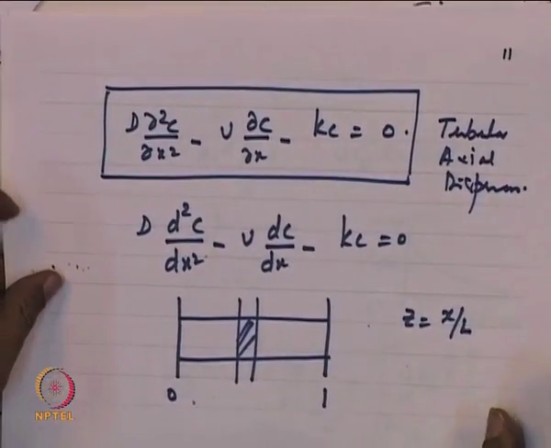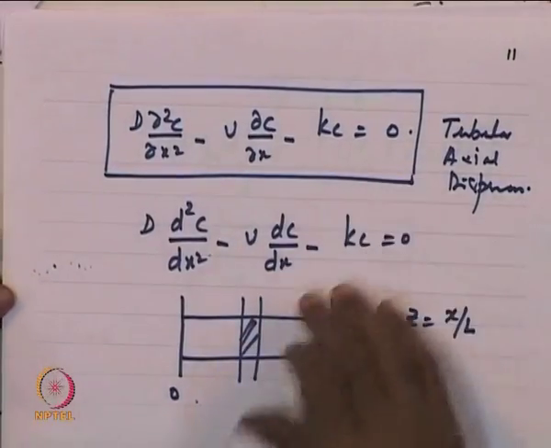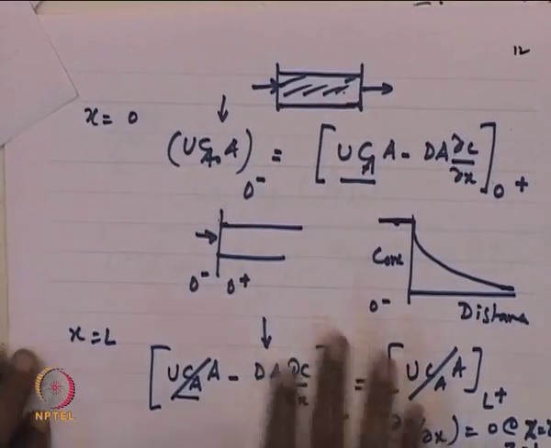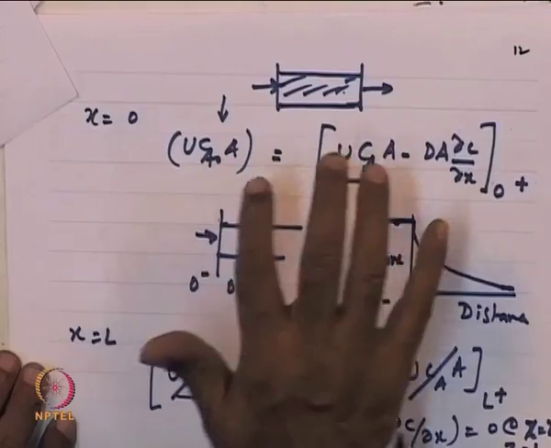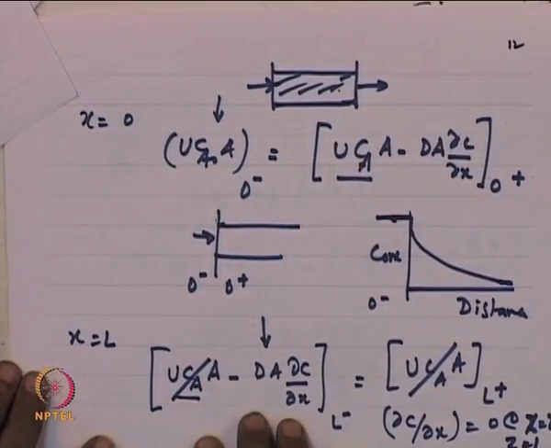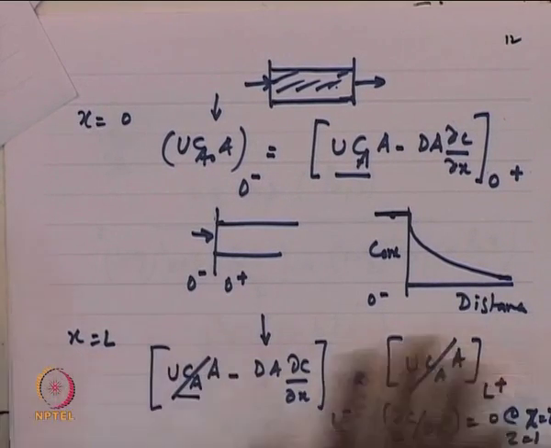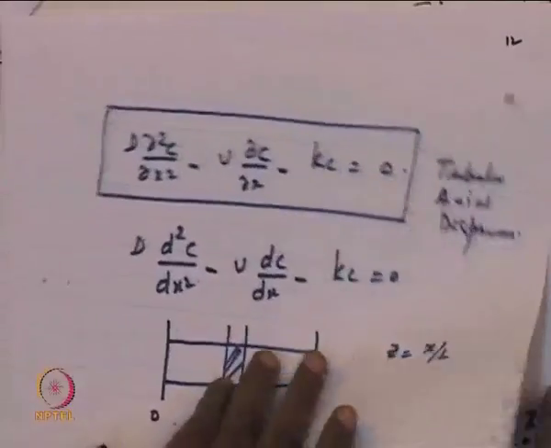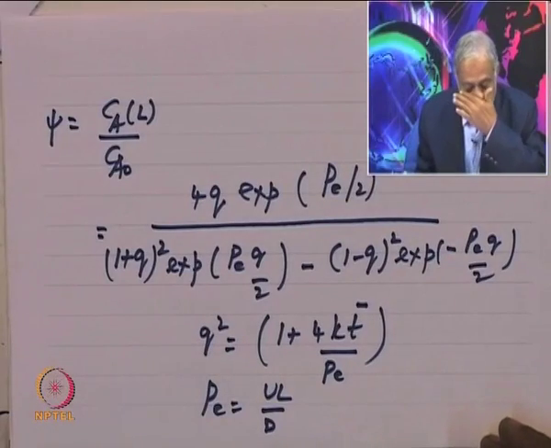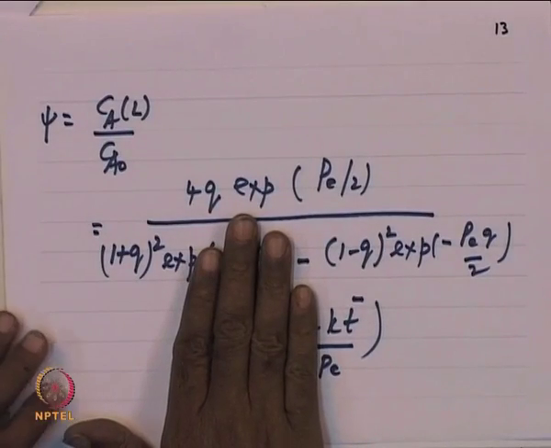The differential equation that describes axial dispersion with chemical reaction inside is given by this, and the boundary conditions appropriate to describe the problem are the flux equality condition at 0 minus and 0 plus, and then the no-flow del C del X equal to 0 condition at x equal to L. These are the two boundary conditions, and with these, the solution looks like this. There is a lot of literature available on this, so we will not do this once again. We will do it in our tutorial class.